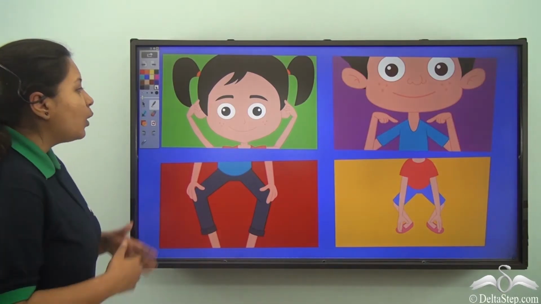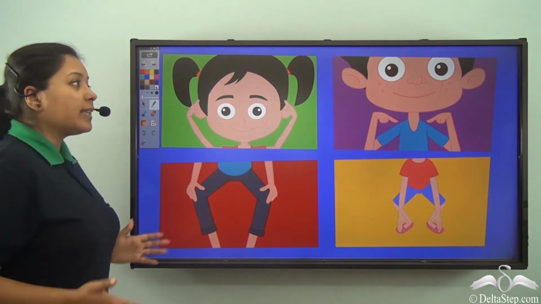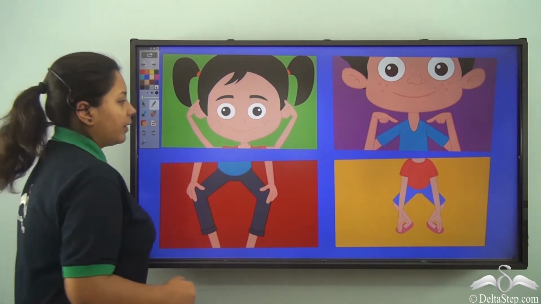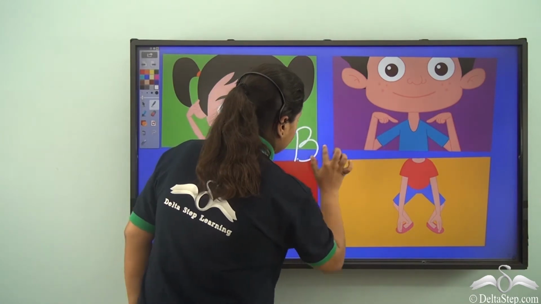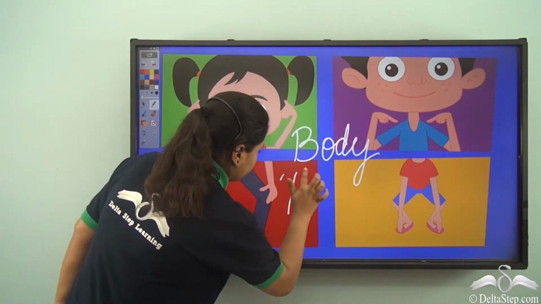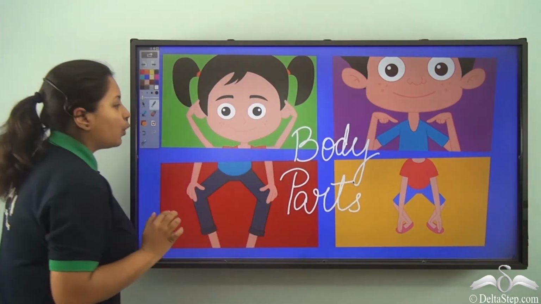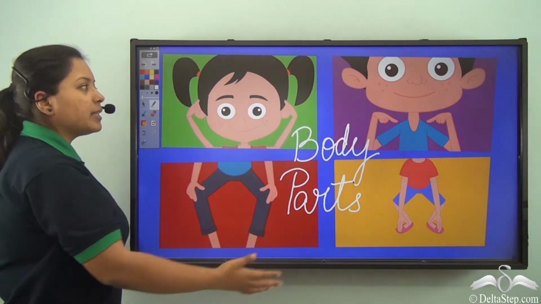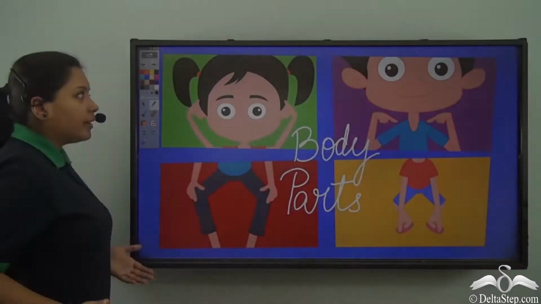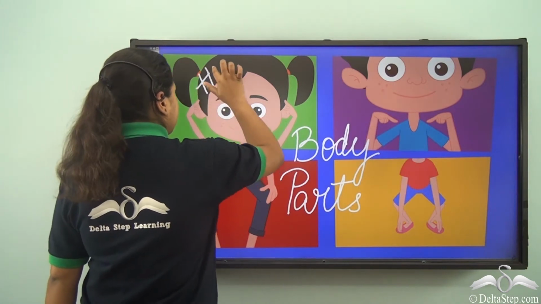Kid? Well, over here we see different pictures. Well, what are these all about? These are our body parts. So, over here there are different types of body parts. Here we see the girl pointing to her head.